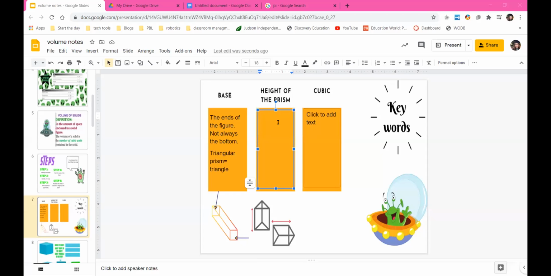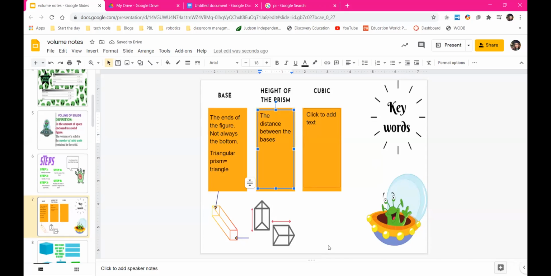Okay, I'm going to go back to sharing my screen now. So the height of the prism, I know we're thinking, Ms. Ray, I get it. Like I know what height is. It's a little bit different when it comes to volume. So height is the distance between the bases.